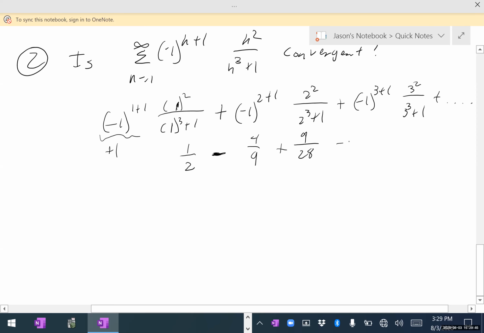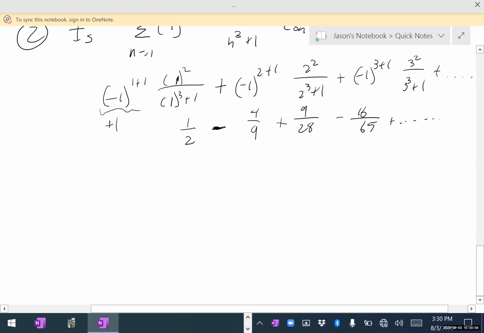The next one would be a minus. It would alternate. This would be 4 squared, which is 16, all over 4 cubed, which is 64 plus 1, which is 65. And then the next one, so it oscillates back and forth. Okay, so this is what the series looks like.